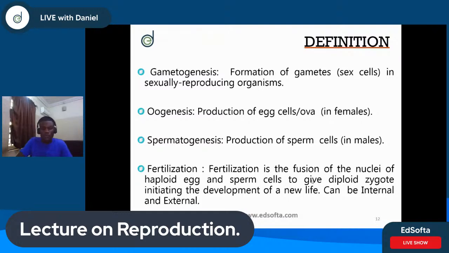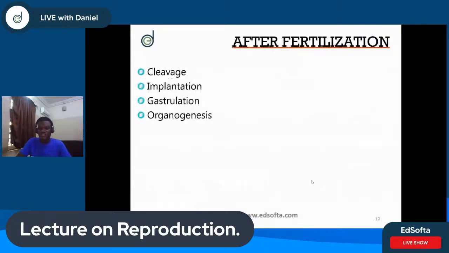Now, what occurs after fertilization? Fertilization also causes cleavage. First thing is cleavage. We have implantation, we have gastrulation, and we have organogenesis. We have cleavage, implantation, gastrulation, and organogenesis.